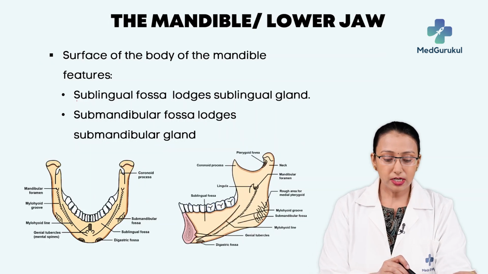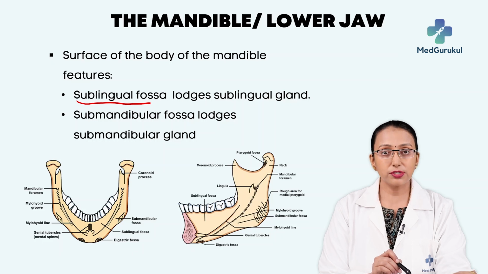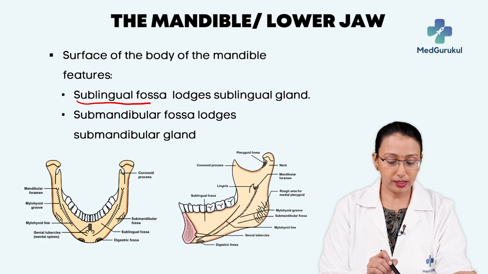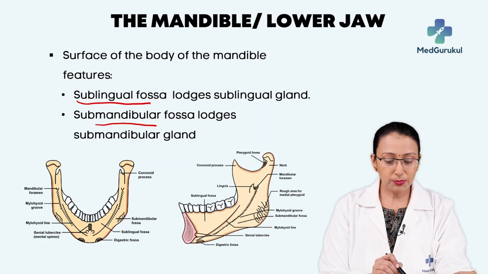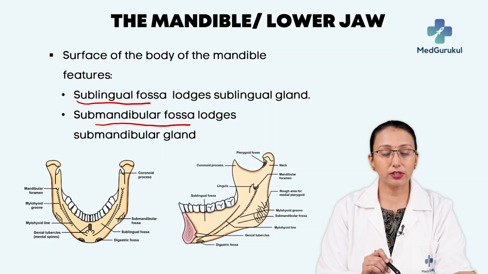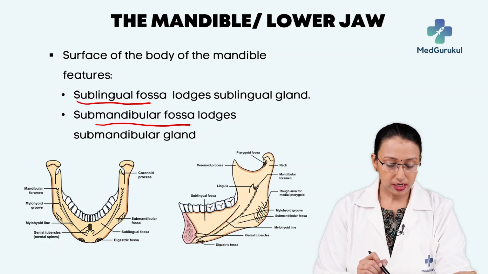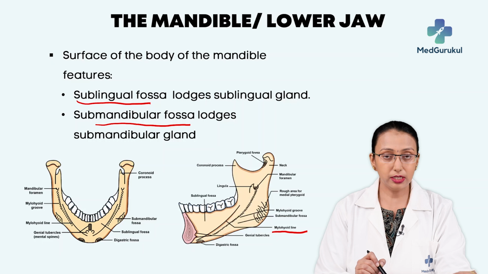Then along the inner aspect again there is a fossa called the sublingual fossa, for the sublingual gland. Then the submandibular fossa, for the submandibular gland. Which line divides this into two fossae? It is the mylohyoid line.